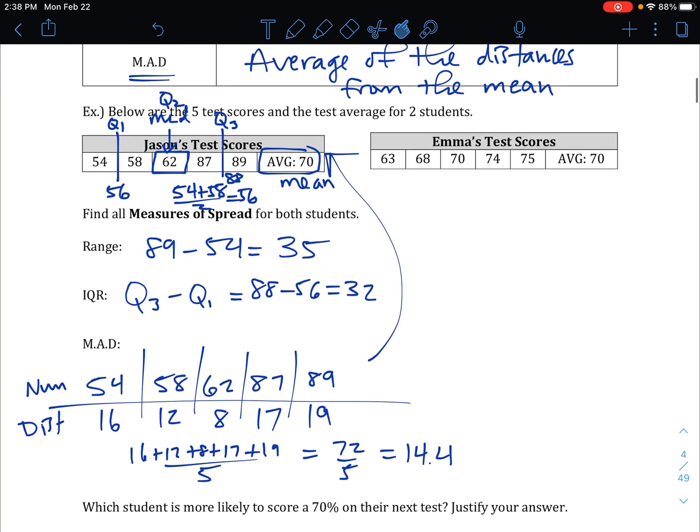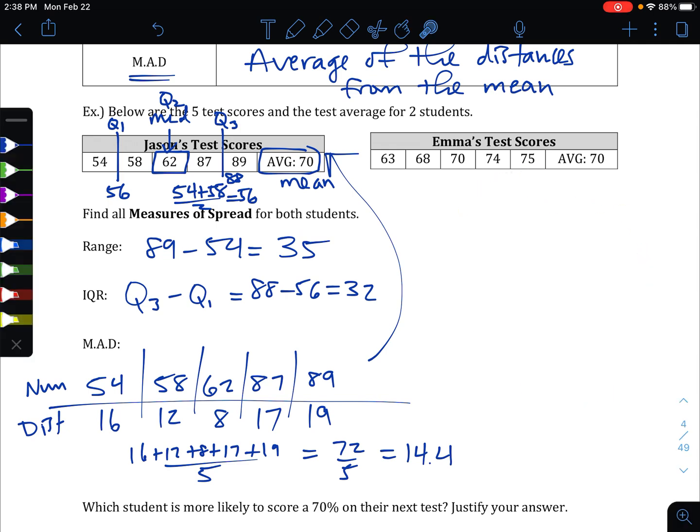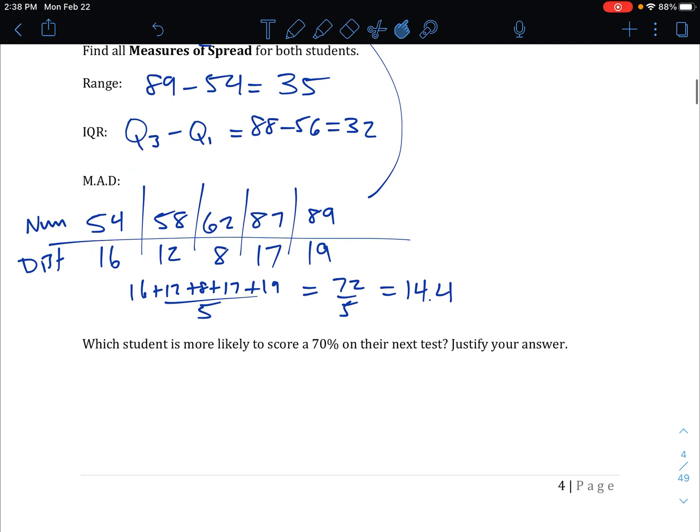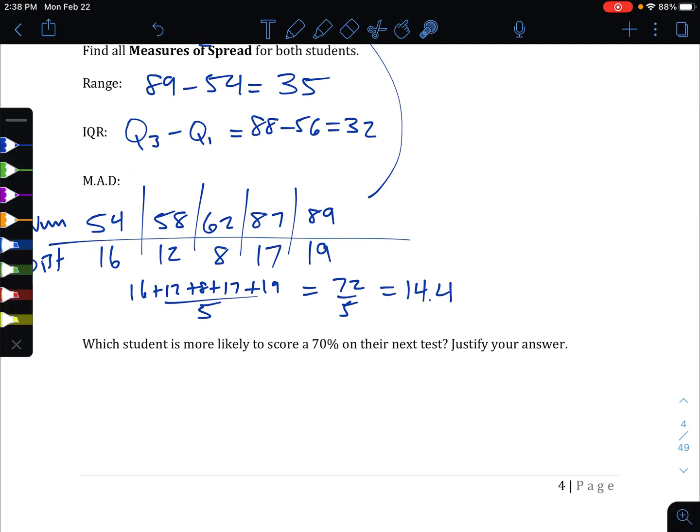Okay, so you can do the exact same calculations for Emma's scores. Just different numbers here. Go ahead and finish this up for Emma's scores, and then answer the question at the bottom here. Who is more likely to score a 70% on their next test? Justify it using your data.